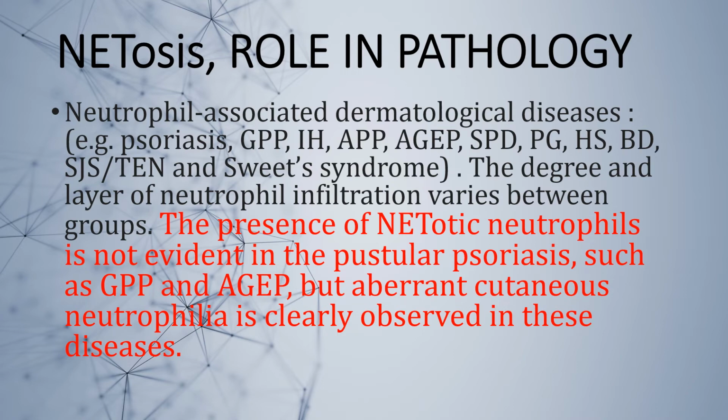So all these diseases are characterized by neutrophil accumulation. However, the clinical presentation is different between them, and also the degree and the layer of neutrophil infiltration varies between groups, and also the presence of NETotic neutrophils is not the same in all of them. So we don't have evidence of NETotic neutrophils in pustular psoriasis, like generalized pustular psoriasis and AGEP, but apparent cutaneous neutrophilia is clearly observed in this disease.